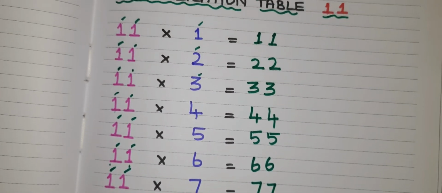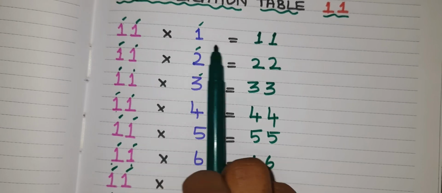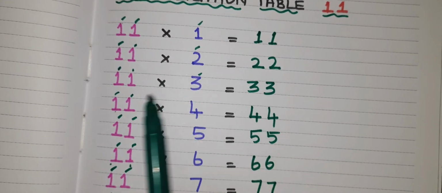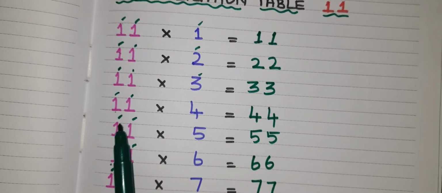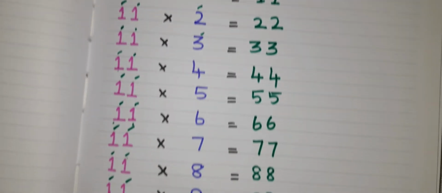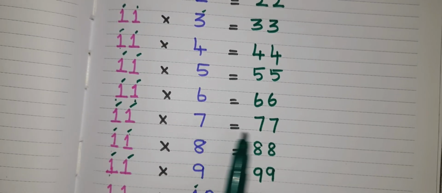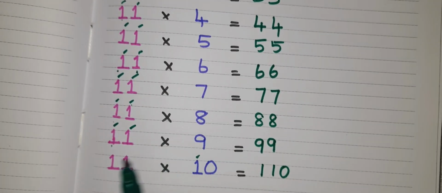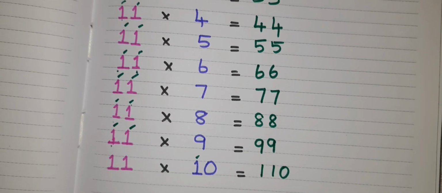Let me say the table now. 11 into 1 is 11. 11 2s are 22. 11 3s are 33. 11 4s are 44. 11 5s are 55. 11 6s are 66. 11 7s are 77. 11 8s are 88. 11 9s are 99. 11 10s are 110.